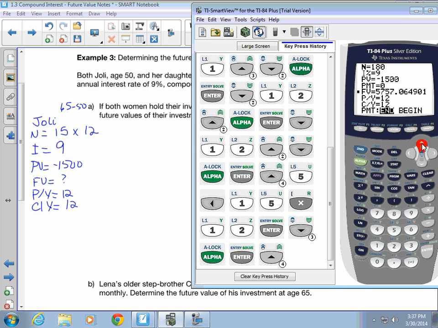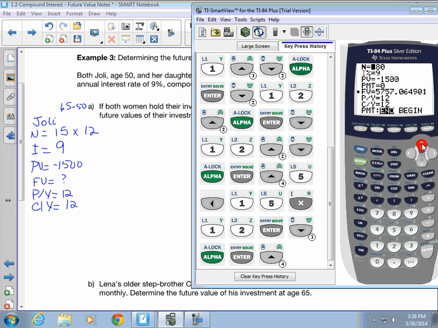So the P per Y is the number of payments per year. So the number of times this interest will be paid out during the year. So that needs to be a 12. The compounds per year, because that's how many times they're calculating the interest, so 12 times. So Jolie will earn at the end, because she's only investing for 15 years, she is going to have $5,757.06.